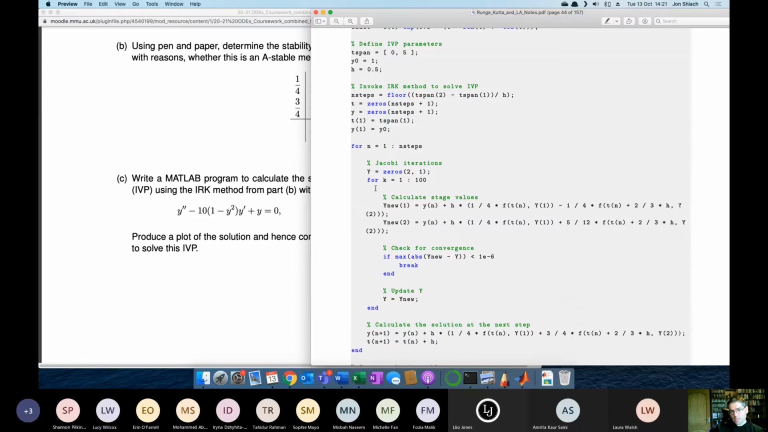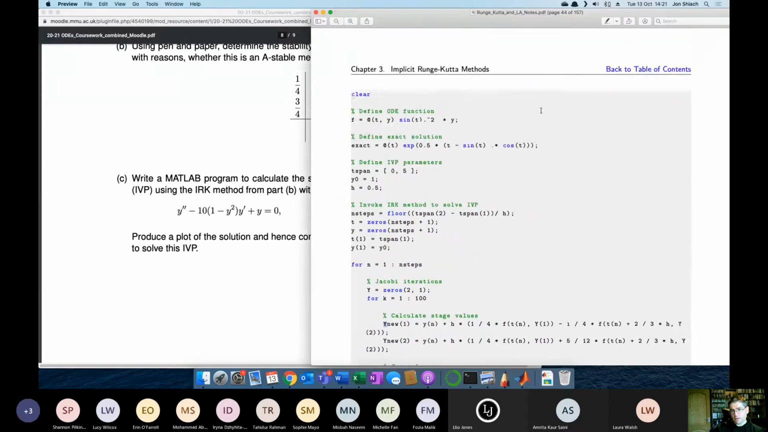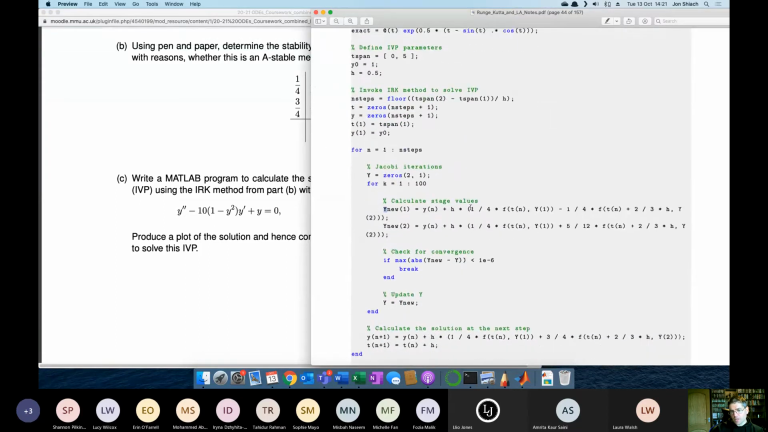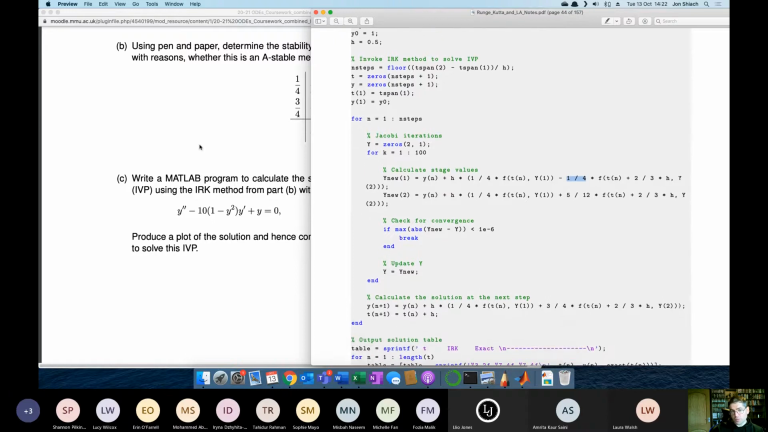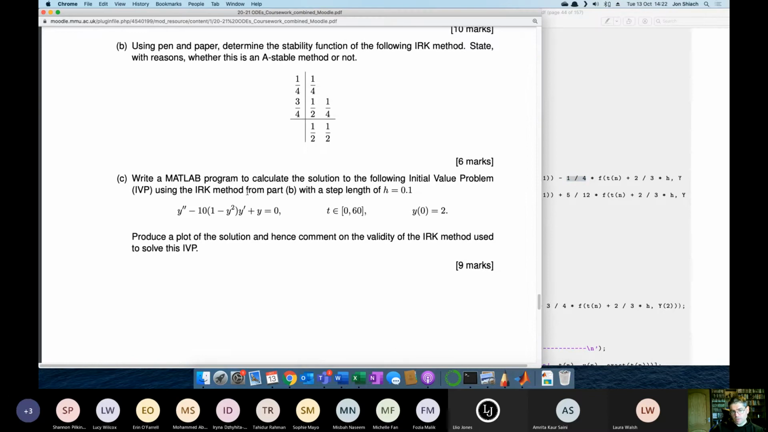The difference between this and the explicit Runge-Kutta method is we have to iterate to calculate the stage values. So notice big Y. These are the stage values, and this is a quarter. This is one of our A values. That's A11. That's A12. So this code in the notes will work for this. You might have to change a couple of things.